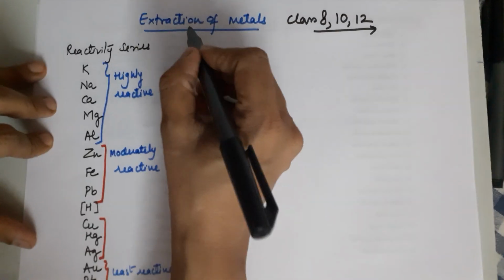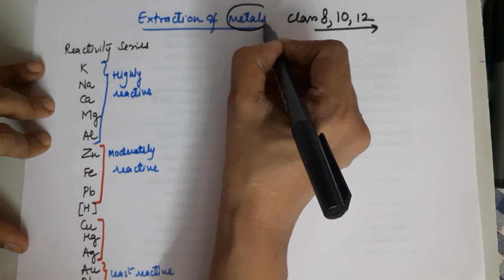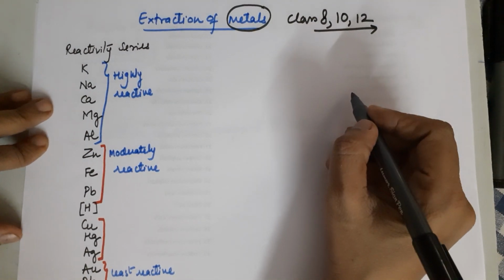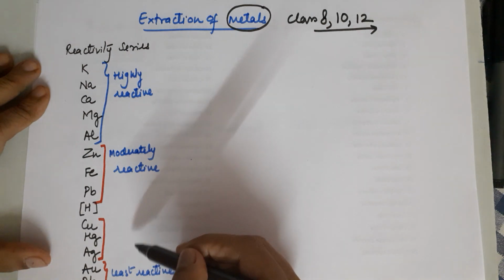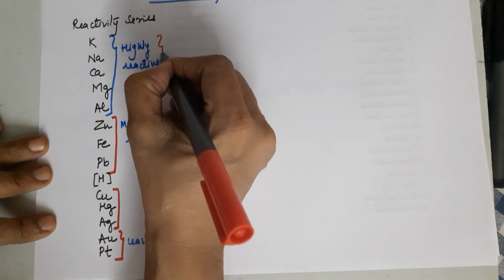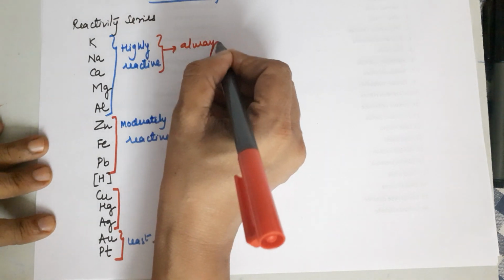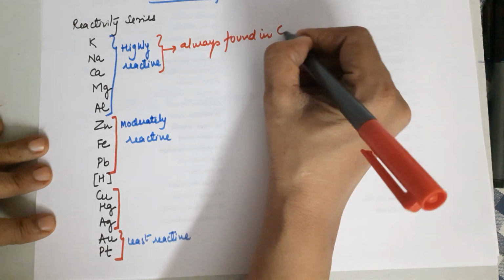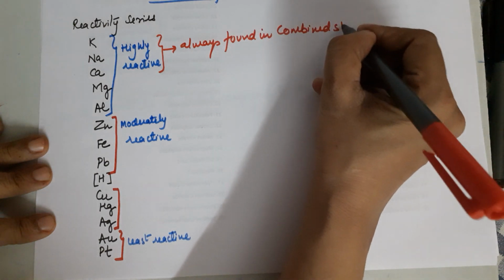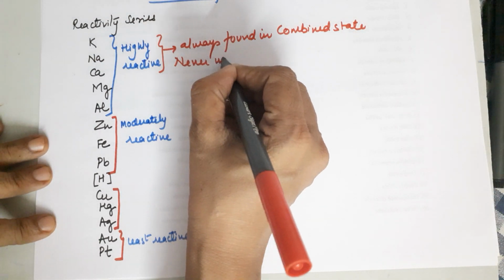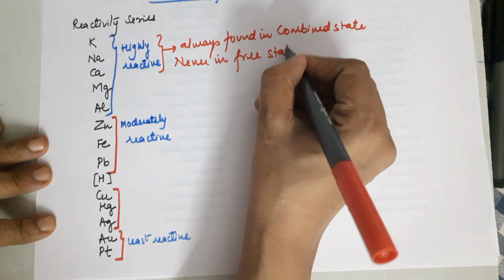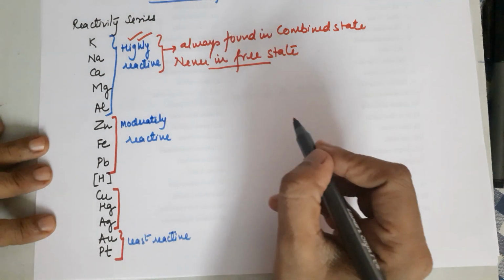The first thing, we are talking about extraction of metals. So we need to know details of the metals. For any details of the metals required, the information can be from the reactivity series. Now when I talk about the reactivity series, this is how the reactivity series looks like. The top of the reactivity series has highly reactive metals, and these metals are always found in combined state, which means chlorides, sulfates, sulfides, oxides. They will never be found in free state, and the reason is due to their high reactivity.